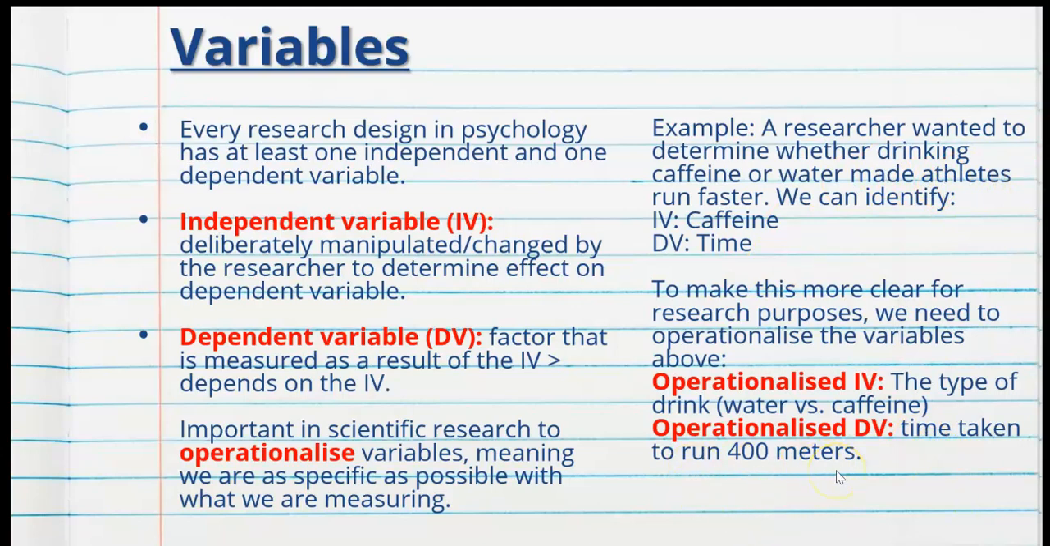So just for this example, it's decided to run 400 meters. 100 meters might be a bit too short. More than that may be too time consuming, or we may not get the quicker results, or it may not be as impactful in terms of the effect of caffeine on the body. So all we're doing when we're operationalizing our variables is making them more specific. Think of it that way.